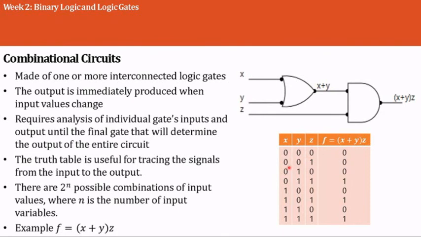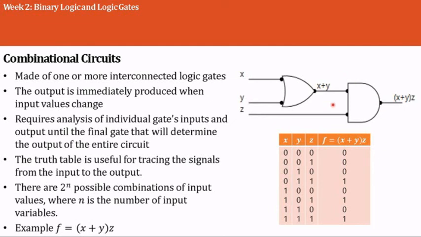Let's say we have 0, 0, 1. So 0 or 0 is 0, and 0 and 1 is 0. Another example, let's say we have 0, 1, 0: 0 or 1 is 1, and 1 and 0 is 0. And how about this? Let's say we have 0, 1, 1: 0 or 1 is 1, and 1 and 1 is equal to 1. So we have 1 here.